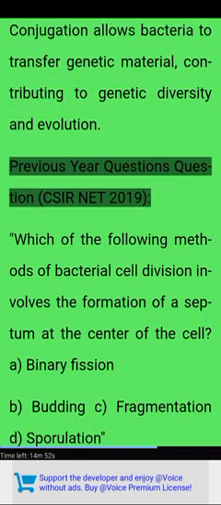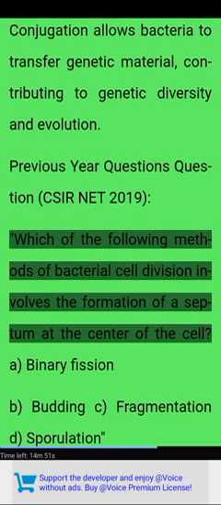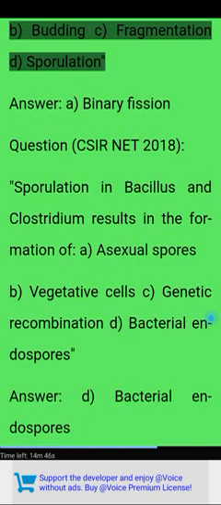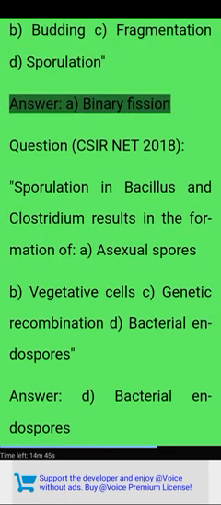Previous year questions. Question. CSIR NET 2019. Which of the following methods of bacterial cell division involves the formation of a septum at the center of the cell? A. Binary fission. B. Budding. C. Fragmentation. D. Sporulation. Answer. A. Binary fission.